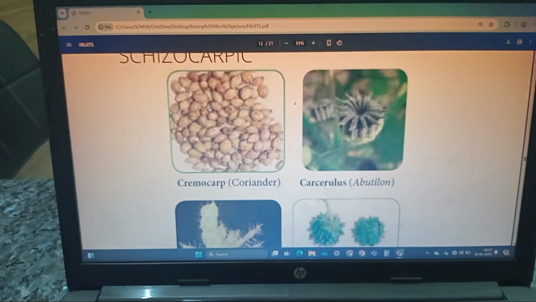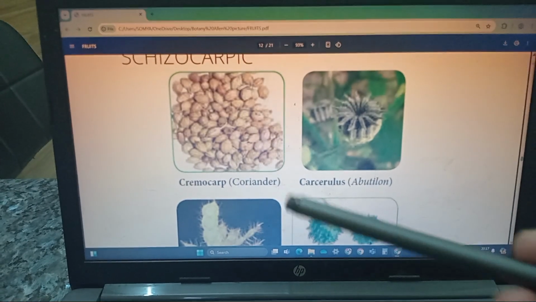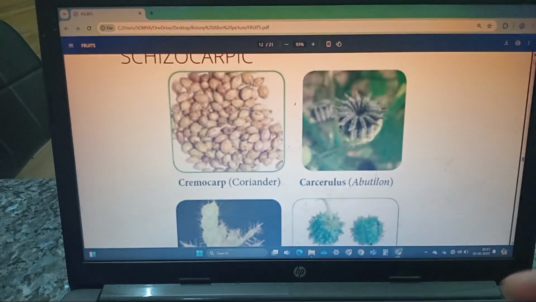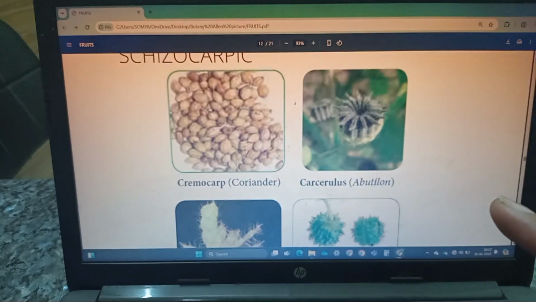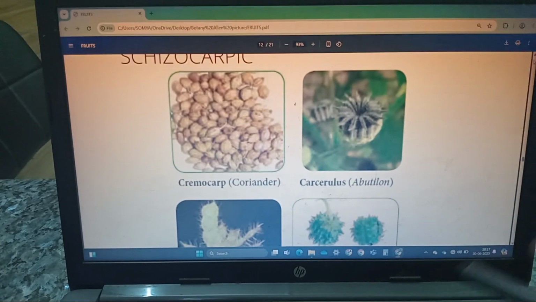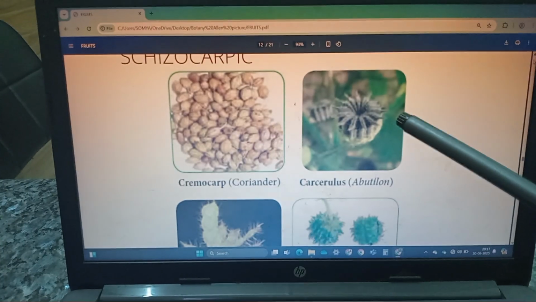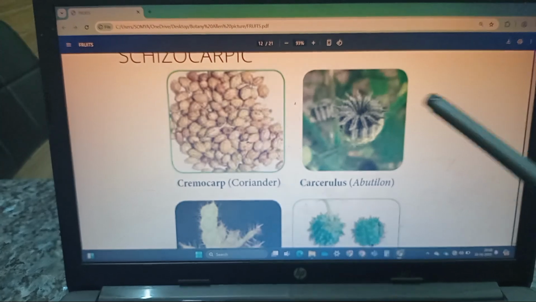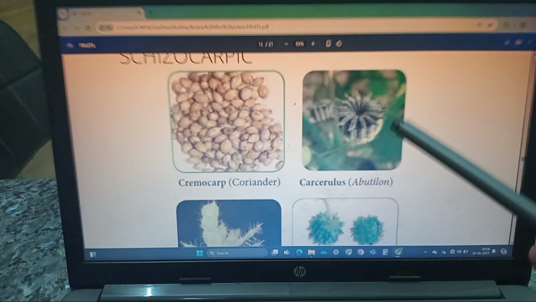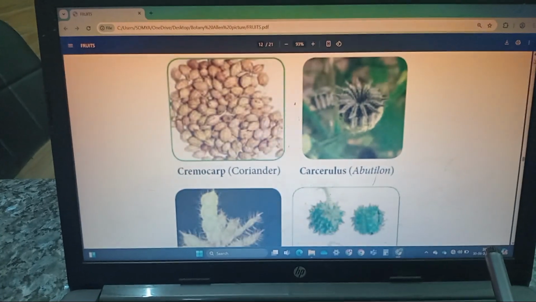Then come to those which don't open up, but they divide into two. They are splitting. Schizo means splitting. So they will split into two, as you see in dhania, coriander. So coriander is one which will divide into two. Each part is called a mericarp. So there was pericarp, and mericarp is when the fruit splits into parts, each part being called a mericarp. Just see, I will show you how the mericarp is.